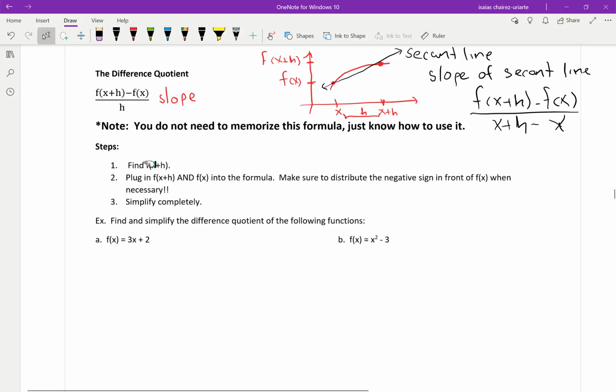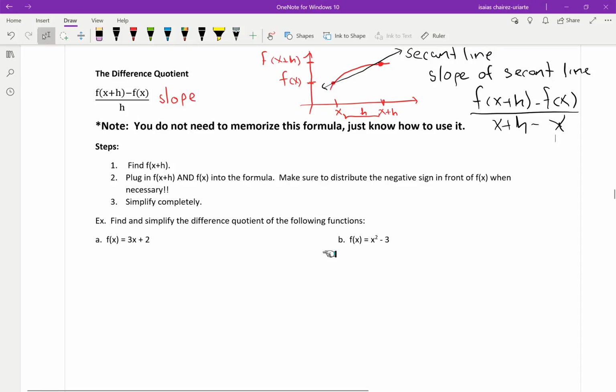The first thing is to find f of x plus h. And then we're going to have to plug it into this thing called the difference quotient. And you do not need to memorize this. It'll be given to you. So then you plug it into this little formula. You distribute this negative into f of x. Simplify as much as you can. And that's it. Sounds simple, right? But the devil's in the details. Simplifying things sometimes is very difficult. It's difficult to simplify, I guess, is the moral. All right, so I'm gonna help you with one. I'll help you with the first one, and then you'll try the next one on your own.